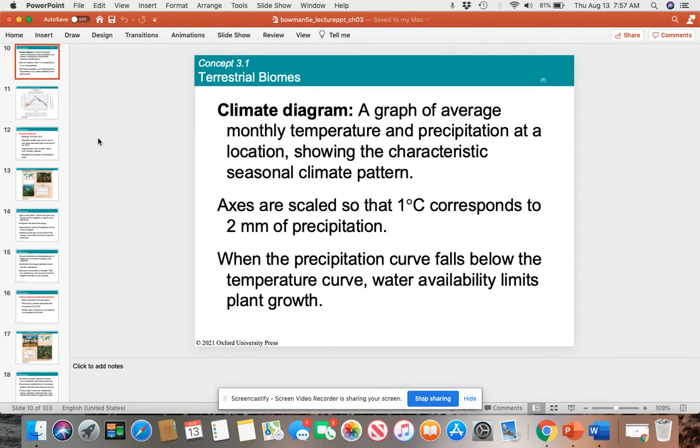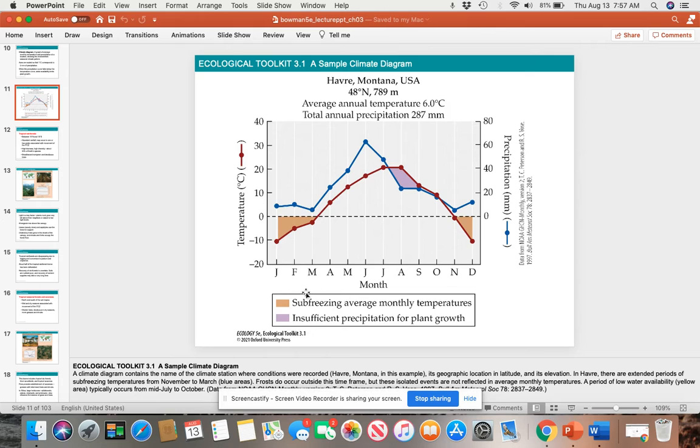Climate diagrams can help us determine a specific location and how it correlates to the specific biomes. In a climate diagram, you will see the months of the year on the x-axis and two y-axes containing average temperature in degrees Celsius and precipitation in millimeters. So you can actually track temperature over a year as well as average or mean precipitation over a year for a specific place.